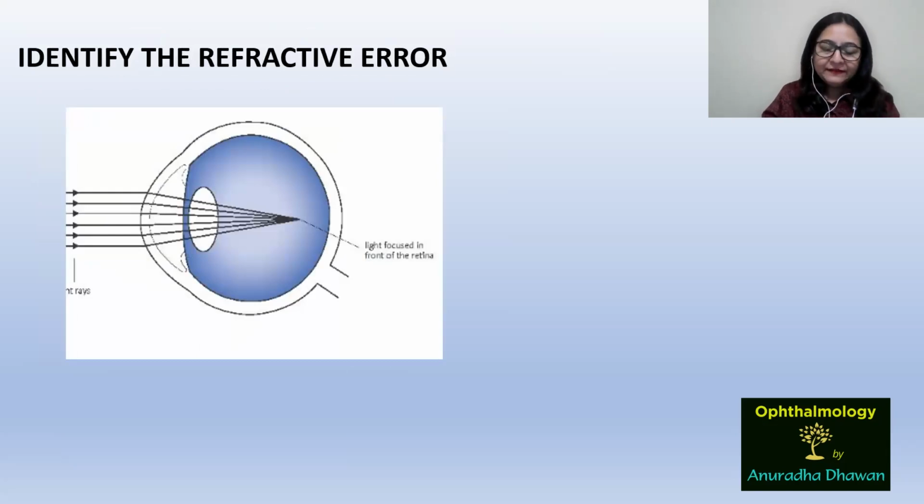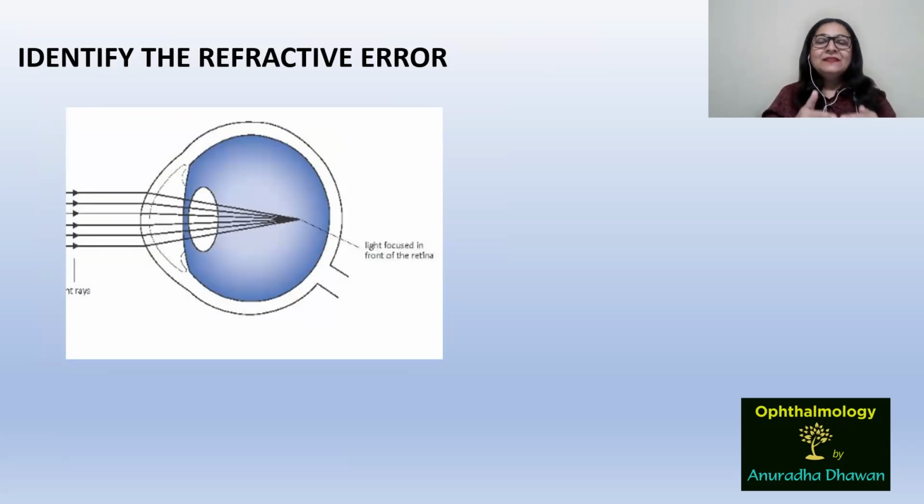Going ahead, my friends. So again, another popular type of image-based question which can be asked in the exam is to identify the refractive error by giving you an image of an optical diagram. Okay, so in this you can see the light rays. The light rays are passing through cornea, anterior chamber, lens, in the vitreous cavity, and they are getting focused. But please notice where they are getting focused. These light rays are getting focused at a point in front of the retina.